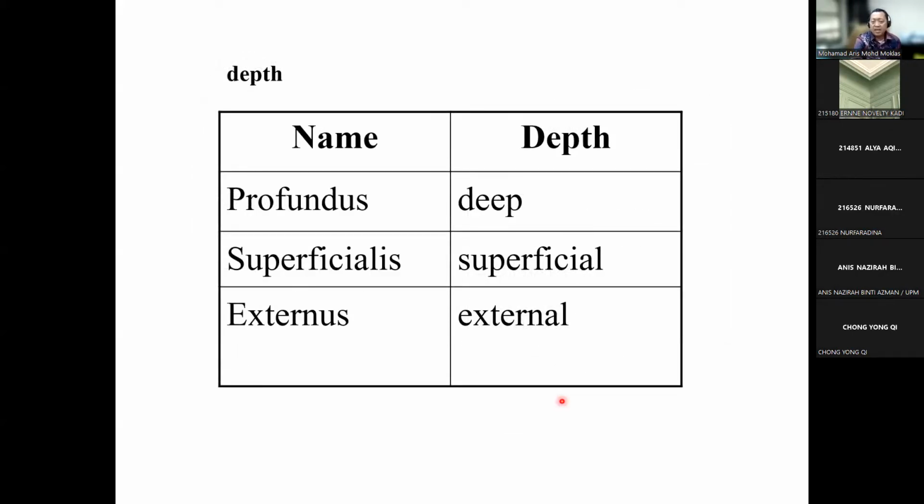Or it can be based on the depth. Which one is located deep? Which one is located superficial? Or which one is located external or internal? For deep, normally we call it profundus muscles. Superficial is superficialis muscles. Or it can be externus muscle for external, or internus muscle for the internal part. All right.